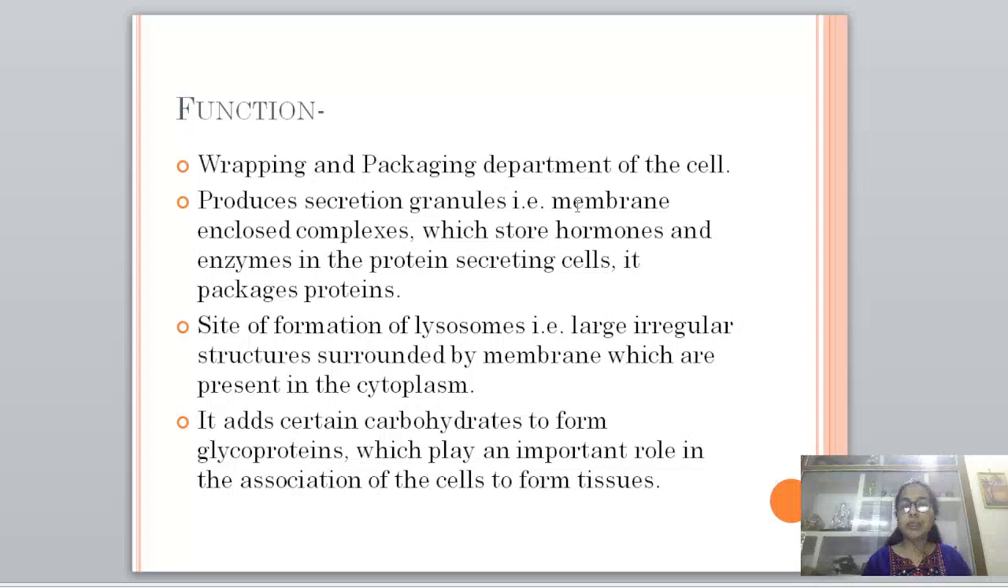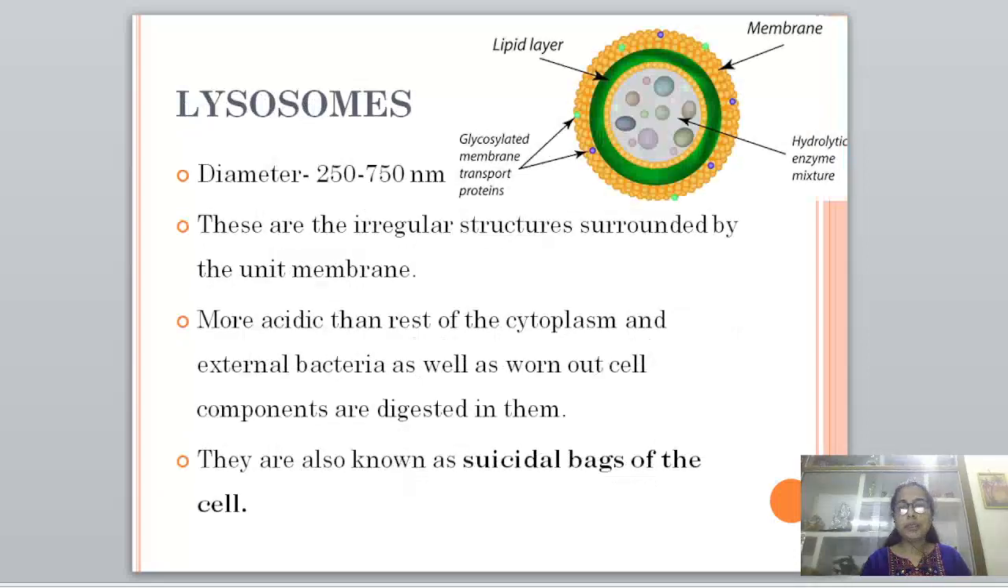Lysosomes are large irregular structures. We will study about them also in the next slides. It is a large irregular structure surrounded by membrane which is present in the cytoplasm. It adds certain carbohydrates to form glycoproteins which play an important role in the association of the cells to form tissues. Now, we mentioned lysosome. So here it is the lysosome.